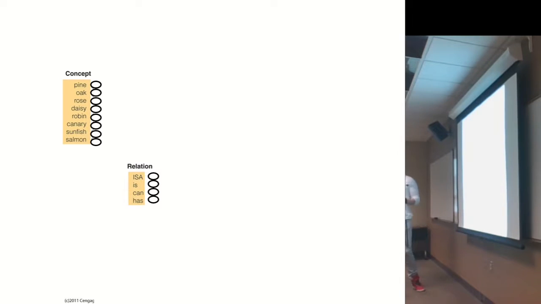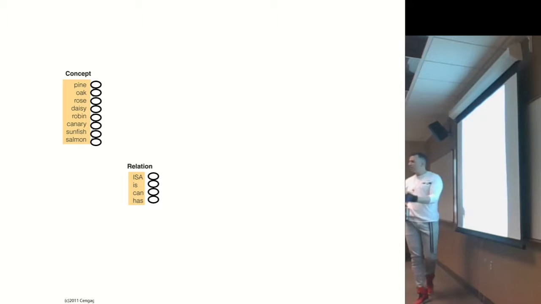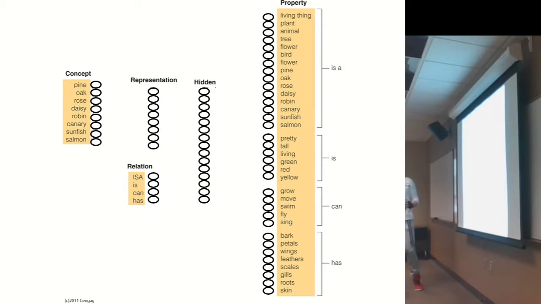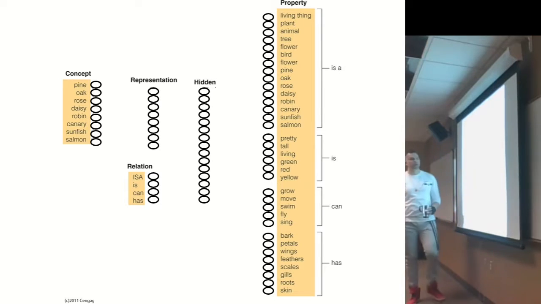And then you have different hidden layers, once again. So you have your units here that indicate whether you're dealing with pine, oak, a daisy, a canary, a sunfish, or a salmon. And then you have these hidden layers that can include what can be labeled as relation units, and also as property units, and then also as representation, and then a second hidden layer over here.